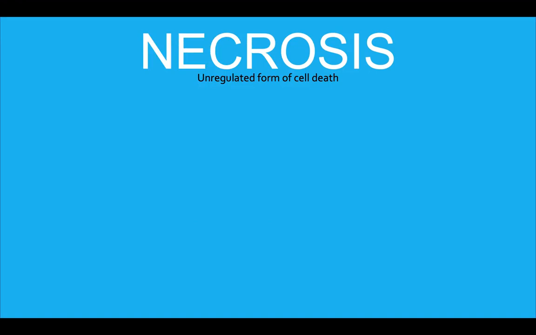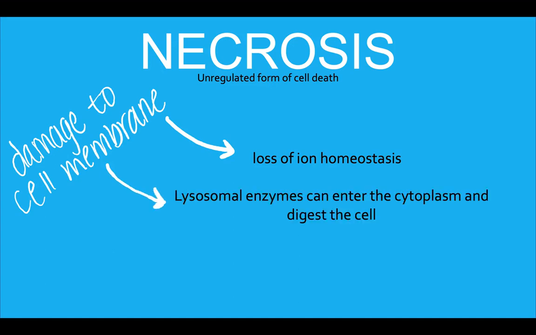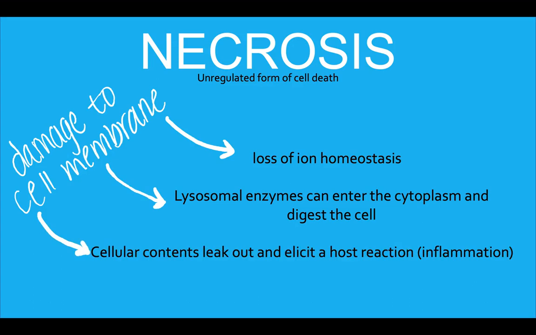Versus in necrosis, because this is unregulated cell death, it's going to be different. So you're going to have damage to the cell membrane, and what that is going to cause is loss of ion homeostasis. So if you don't have those transporters in the cell membrane, your ions are going to be out of whack. Another thing that's going to happen is the lysosomal enzymes can come into the cytoplasm and digest the cell, and then you're also going to have those cellular contents leaking out into the surrounding extracellular matrix and tissue, and that's going to cause inflammation. That's one of the key differences between apoptosis and necrosis.